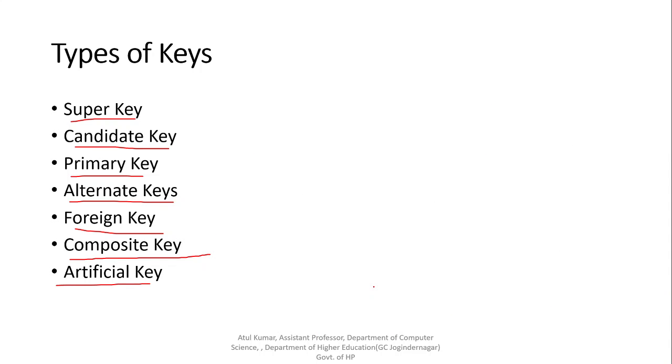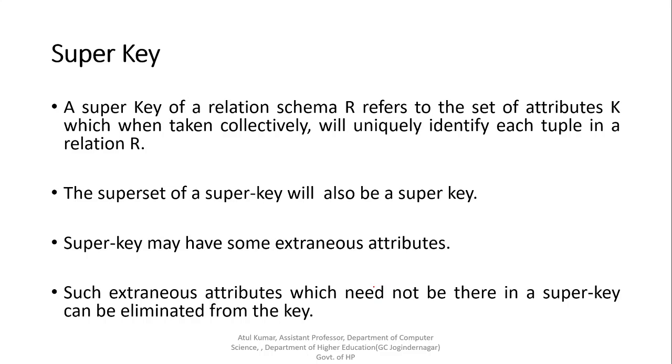There are different kinds of keys. The first key I will discuss is the super key. So what is a super key? A super key of the relation schema R refers to the set of attributes K which, when taken collectively, will uniquely identify each tuple in the relation.